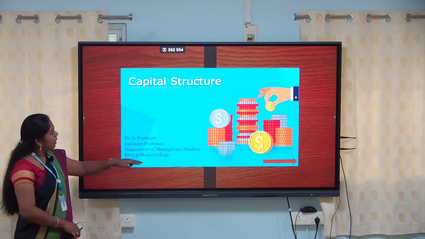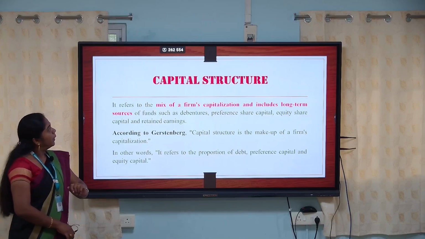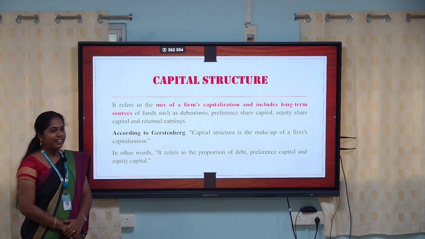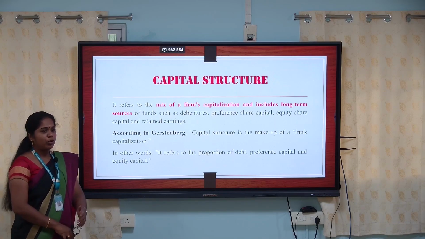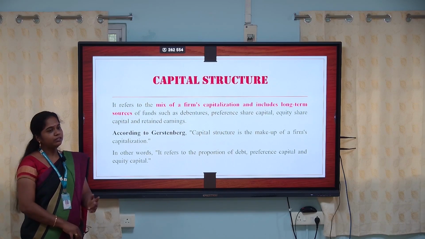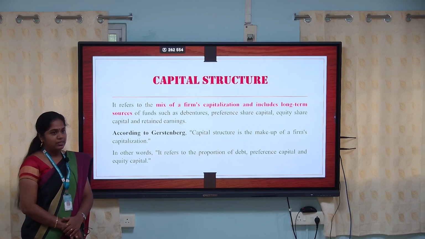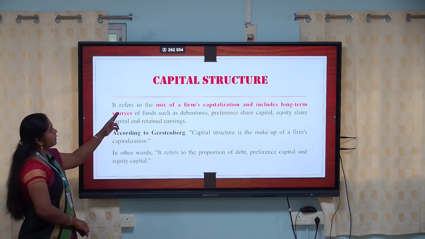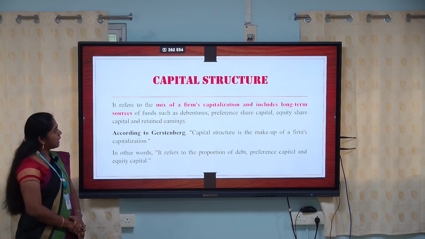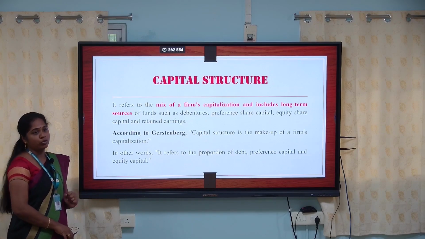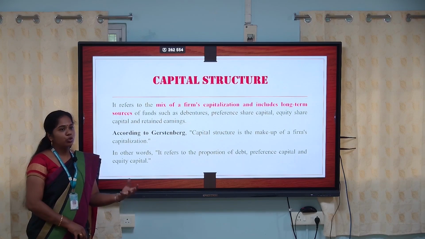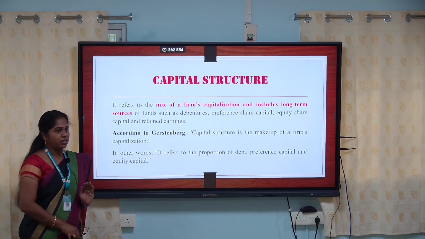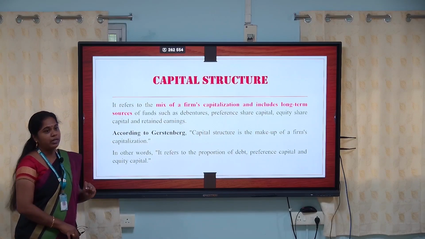Now let us get into the subject. Here the topic is capital structure. Before getting into capital structure, let me explain what capital is first. As you all know, capital means the investment you made for a business. Capital structure means the mix of the firm's capitalization, and it includes long term sources, which means the sources of fund you have accumulated in a capital, that too long term sources of fund.